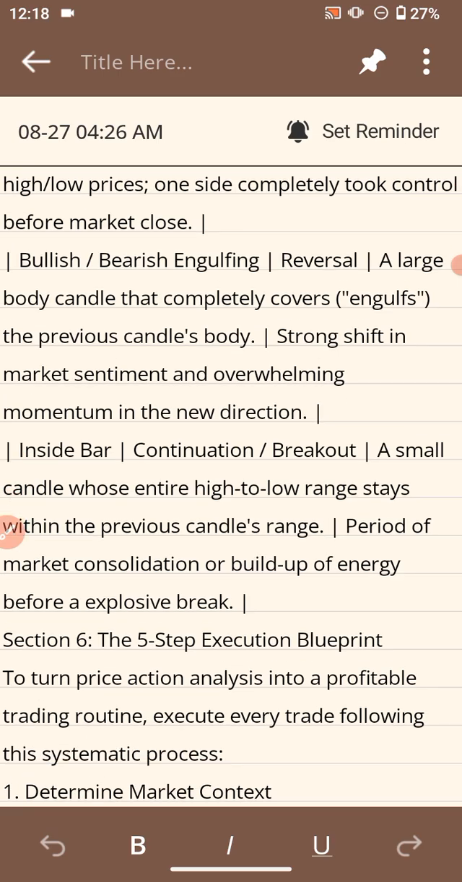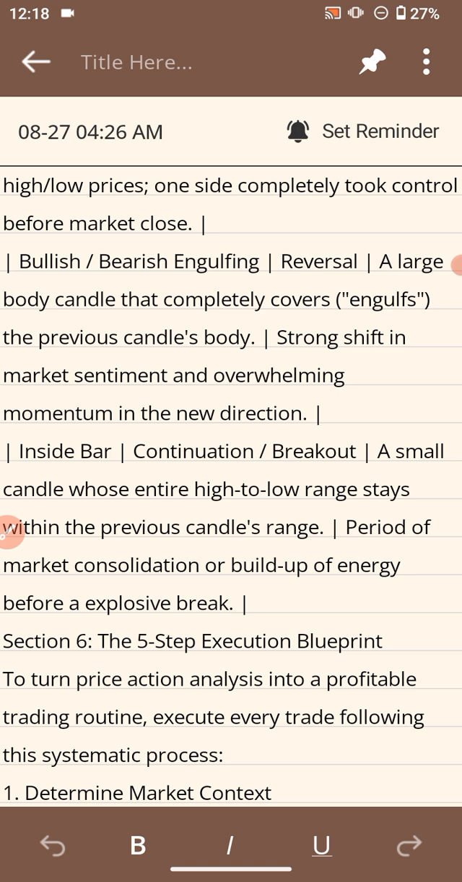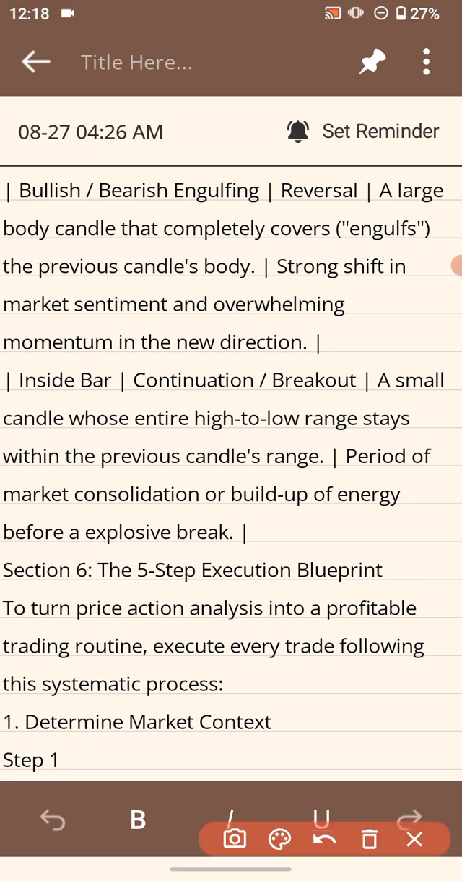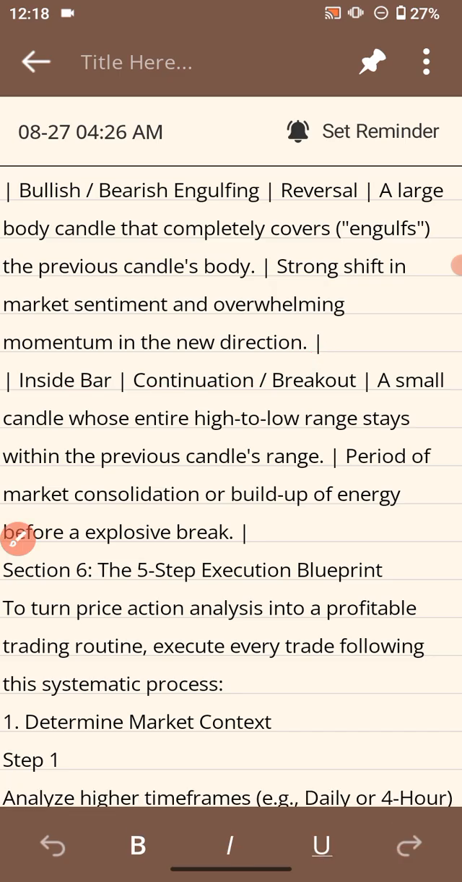Now, bullish bearish engulfing reversal: a large body candle that completely covers, engulfs the previous candle's body. Strong shift in market sentiment and overwhelming momentum in the new direction. This is where we are reading, so you are not losing track of what we are reading now.